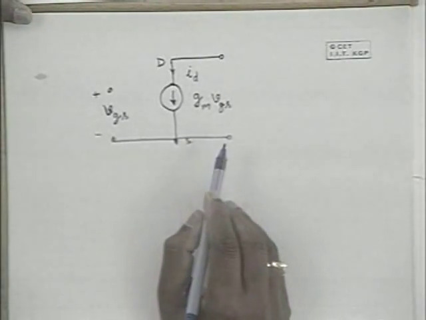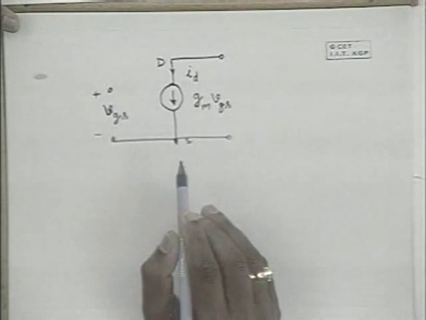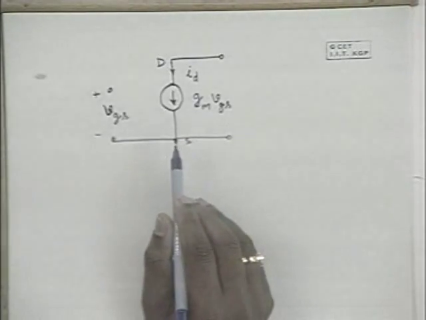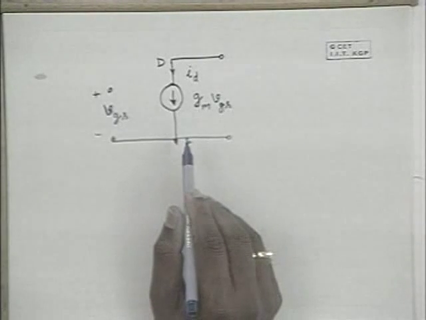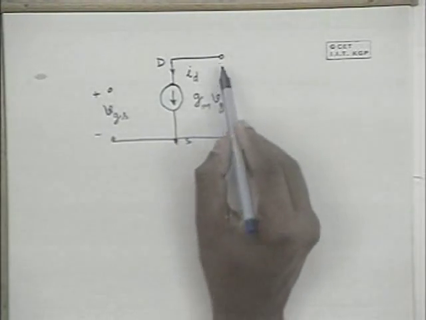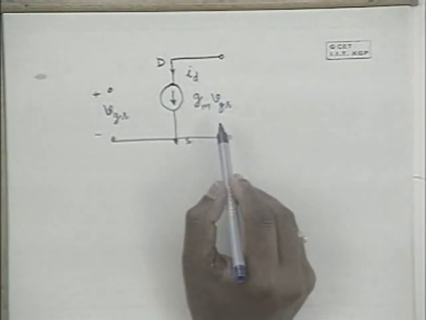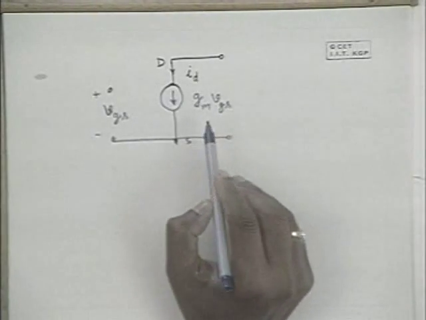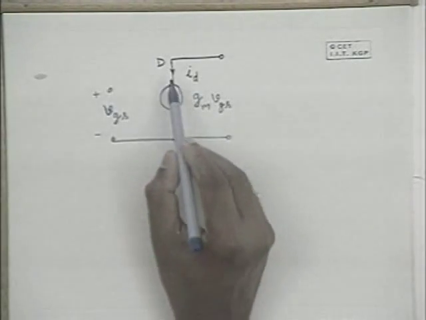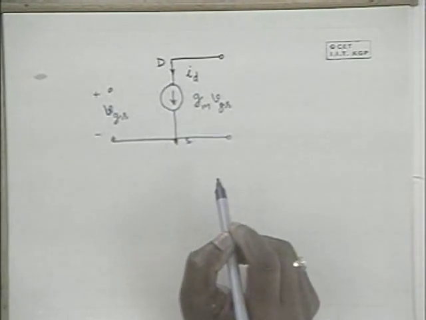Therefore, this is the simplified equivalent circuit of the junction FET. Now, how do you get gm, the ratio to VGS? There is a resistance here, the output resistance, the channel resistance, which comes into the picture. I will discuss it a little later. Now, how do you get gm?